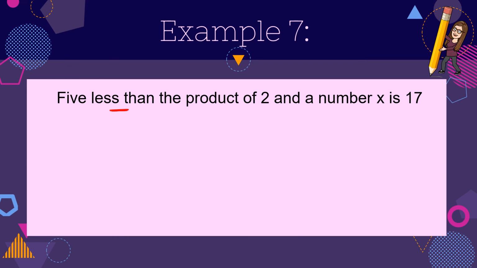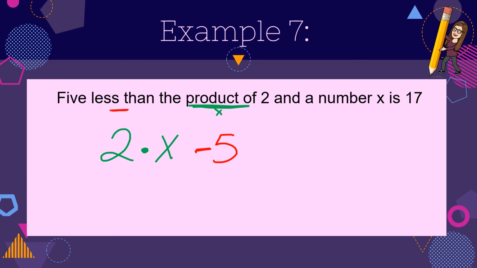So less than, you guys know really well, is subtraction. But remember, less than goes last. Remember how we did that? So 5 less than is -5. Okay, what are we subtracting from? The product. What does product mean? That means times. So I'm multiplying 2 and a number x.